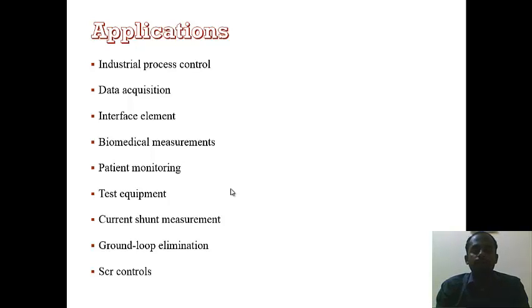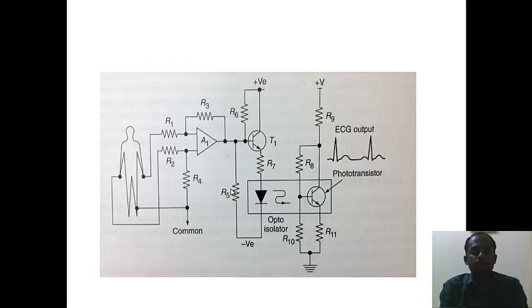Now the applications. Since optical isolation is a highly sensitive isolation amplifier, it is used in many industrial purposes, in data acquisition systems, since the signals should be highly precise. Then as an interface element, biomedical measurements, patient monitoring, test equipment, current transmission, ground loop elimination to eliminate ground loops, and for SCR controls. Like SCR, you will be controlling using light triggering methods.